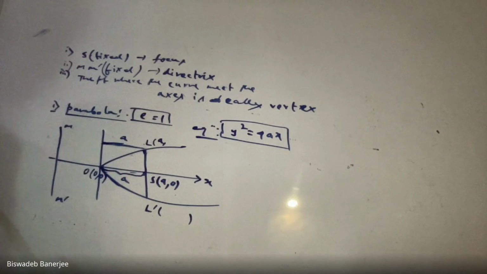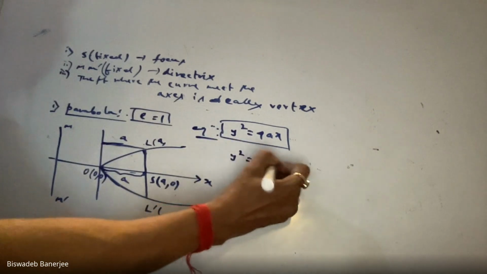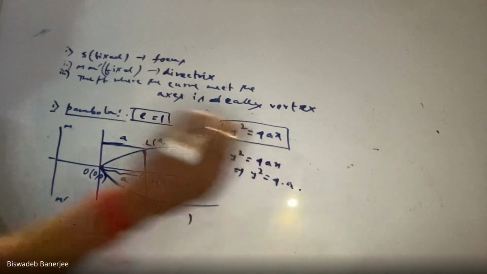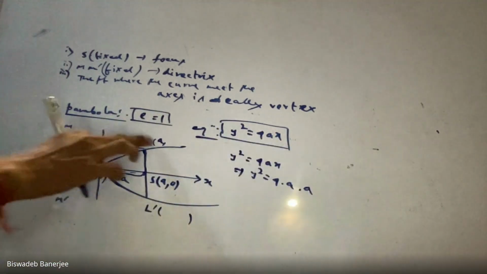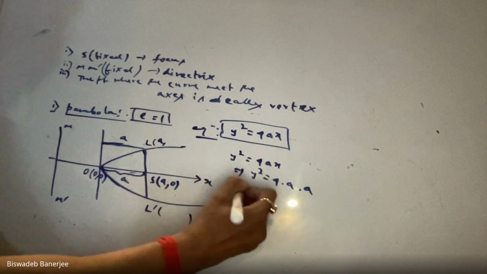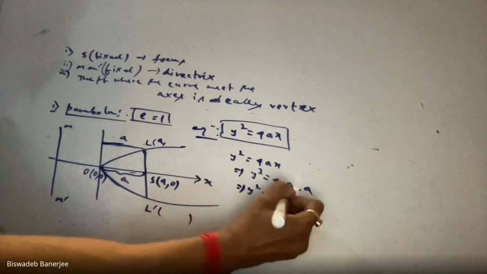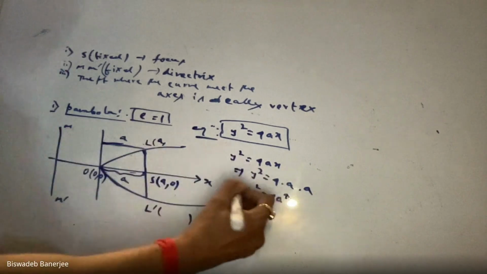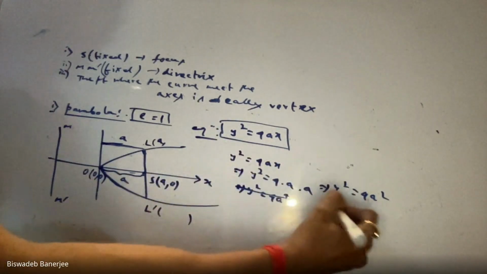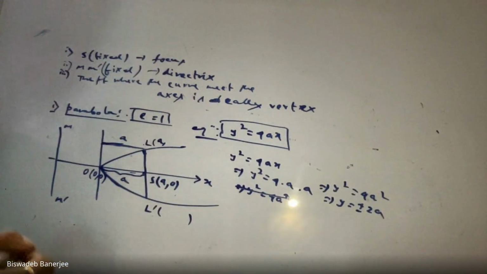The question is, what is the value of y? It cannot be 0, obviously, because this is not the x-axis. For this, consider the equation y square equal to 4ax. Here y square equal to 4 into a into, put the value of x. My value of x is a. So putting x equal to a, what are we getting? y square equal to 4 into a square, since a into a gives a square. Taking the square root, y equal to plus minus 2a.